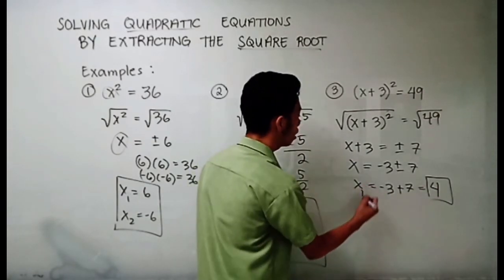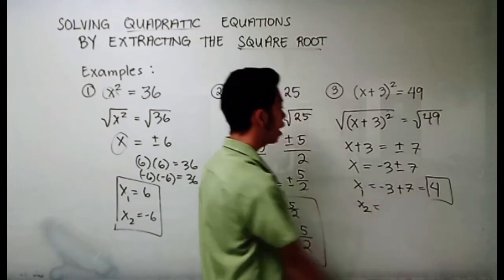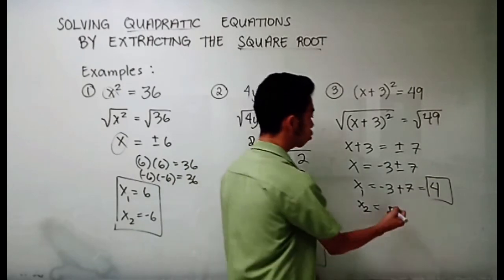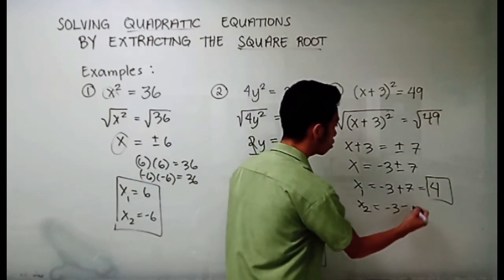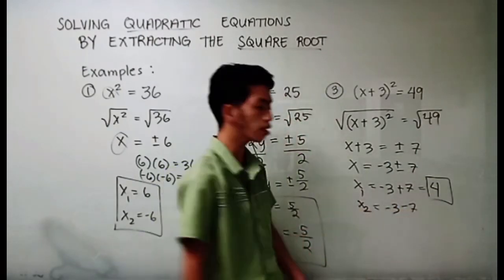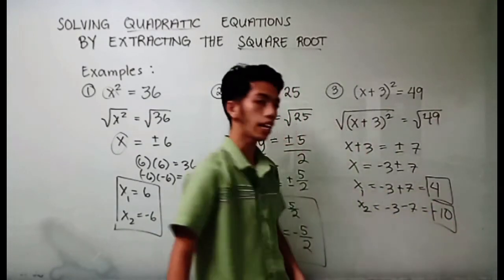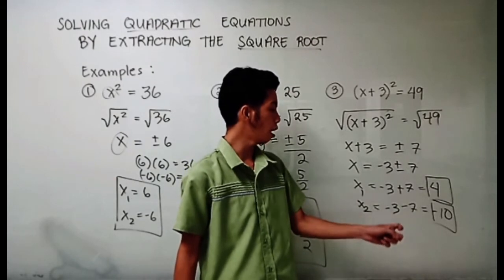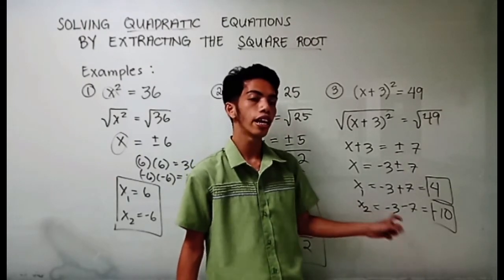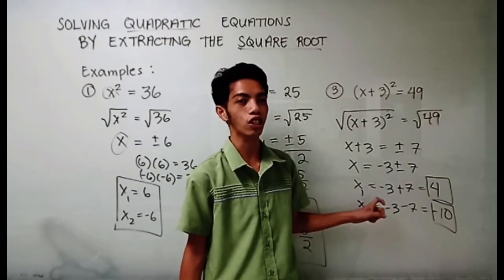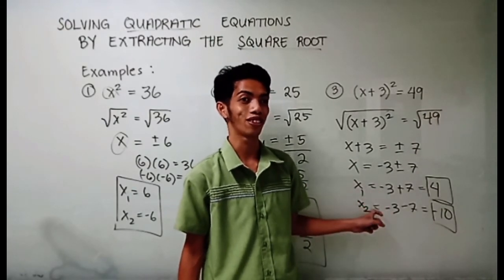How about x sub 2? In finding x sub 2, we are going to subtract naman. Negative 3 minus 7. This will give us negative 10. Okay? So ganyan lang kumuha ng solution ng quadratic equation gamit ang extracting the square root.